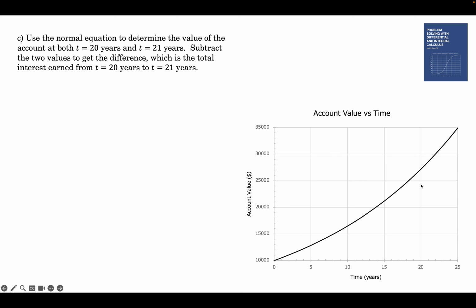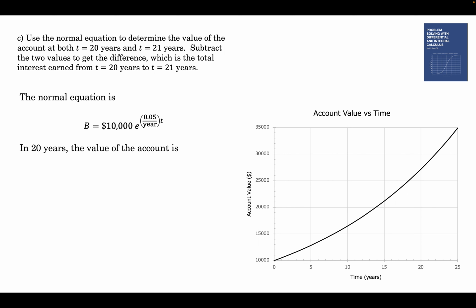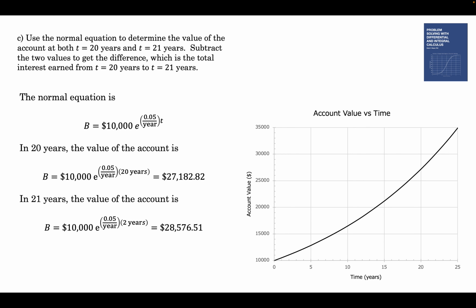Now we're going to go over here, 20 years. And we're going to go all the way to 21 years along the line. The normal equation is that all we do is stick in 20 years to get the bank account value. We plug it in, $27,182.82. In 21 years, we stick in 21 for t. We get $28,576.51. We subtract them to get the difference, and it's about $1,394, roughly. We can get as many significant digits as we want because these are exact equations. We're not estimating anything. On to part D.